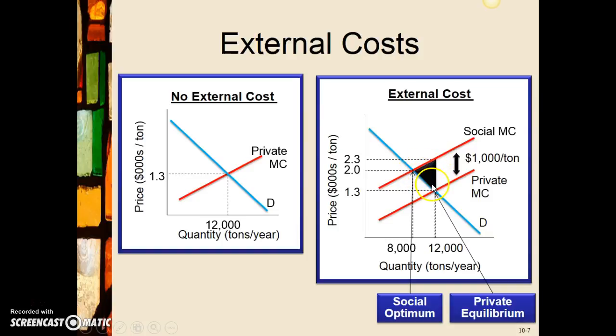And notice the triangle kind of faces the opposite direction from what it normally faces. That's because every other time we've done deadweight loss, we've produced too little of the good. But in this case, we're actually producing too much. And so that's why the triangle is kind of reversed. So make sure you pay attention to this. This is the deadweight loss from a negative externality. This is what's going to be produced in equilibrium, 12,000 tons at $1.30. And what's socially efficient is 8,000 tons at $2.